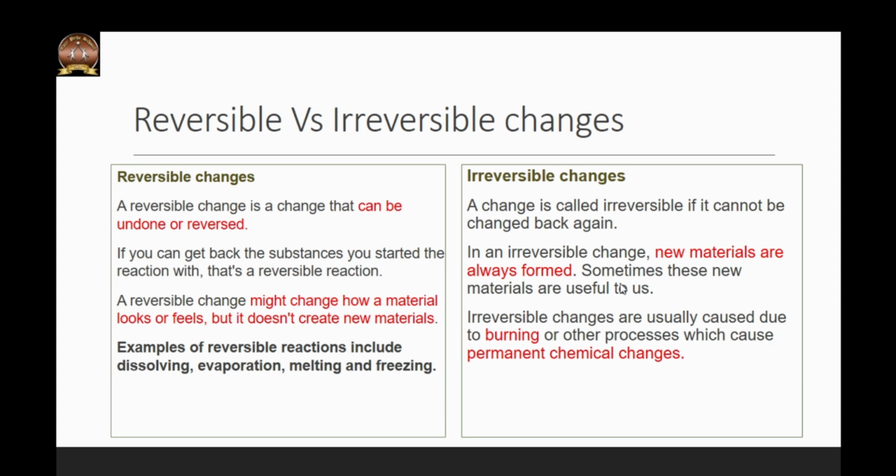So, if you want to identify between a reversible change and irreversible change, you have to look out for the formation or the presence of a new material. Irreversible changes are usually caused due to burning or other processes which cause permanent chemical changes. So irreversible changes almost always occur because of chemical changes, about which we are going to learn next.